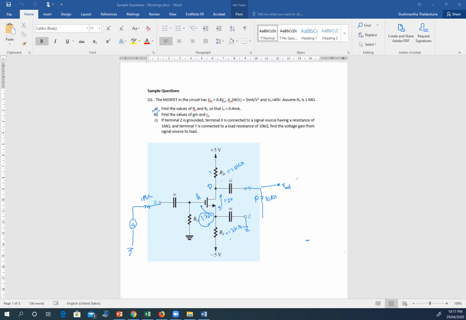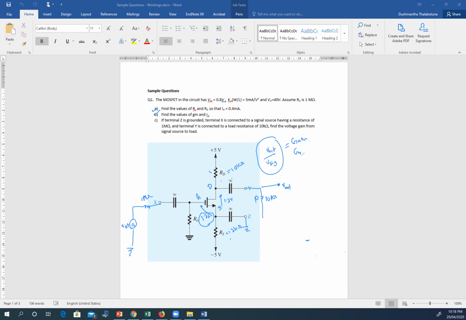Find the voltage gain from the signal source to the load. So basically it's asking, this is the V signal, you have to find V out over V signal, and that is the gain. So for this one we say it's G_V. It's a bit easier if we go with the transistor small signal model for this. So let me draw this circuit with a small signal model.